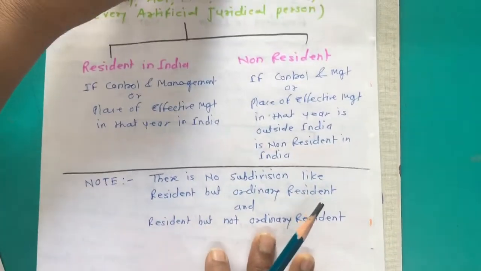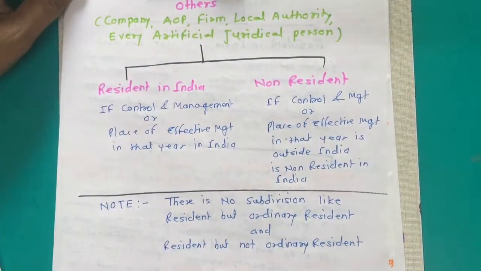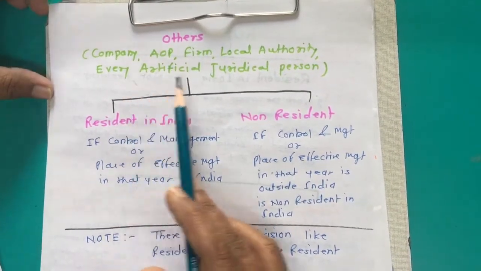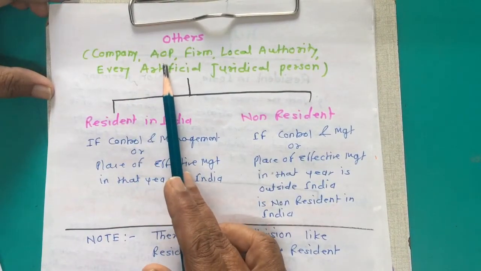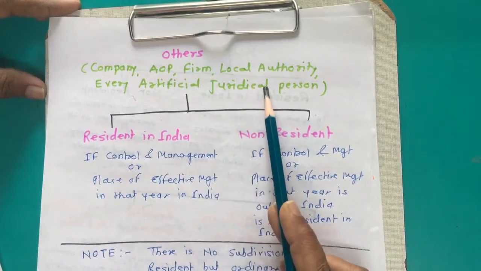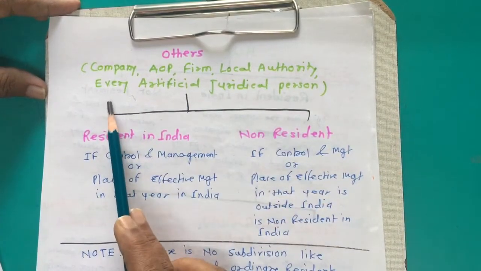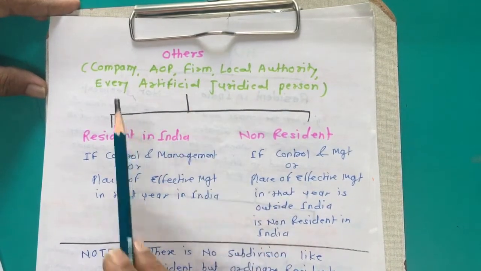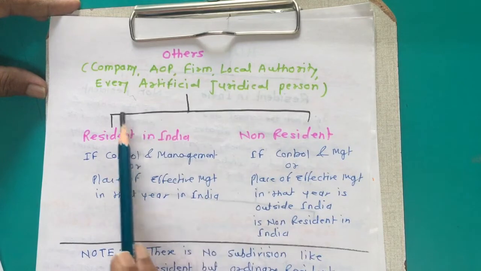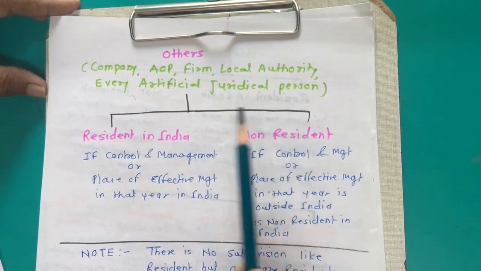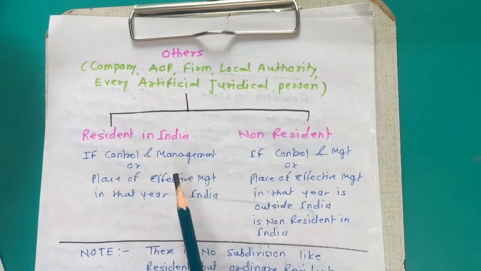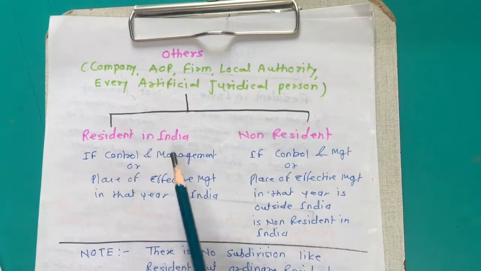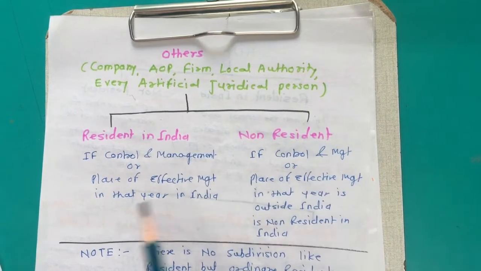Now we are going to study the residential status of other persons, that is company, association of persons, firm, local authorities, every artificial juridical person. Others include company, AOP, firm, local authorities, every artificial juridical person. Their residential status is classified in two categories: first, resident in India, and second, non-resident.